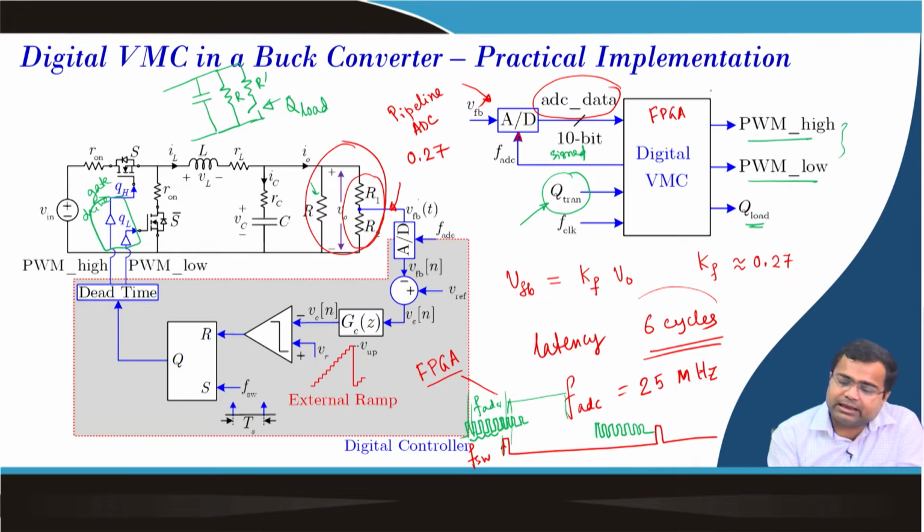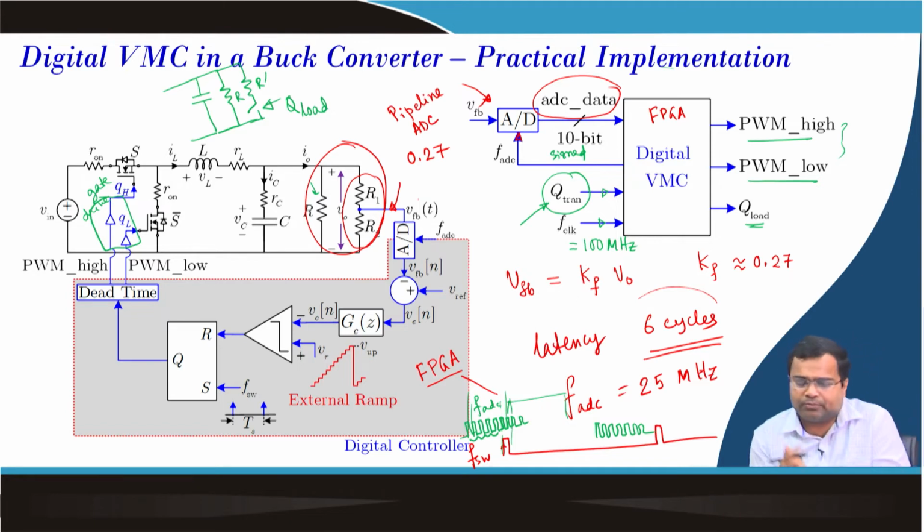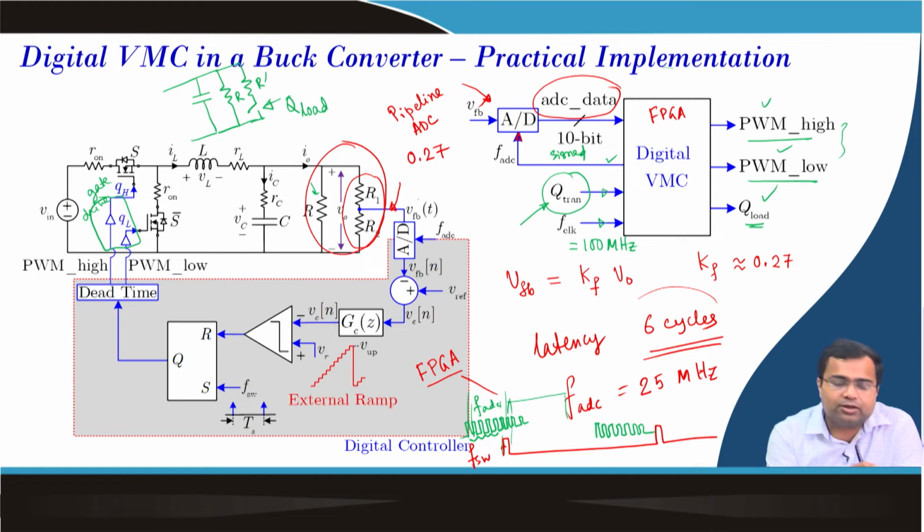Now, the inputs to the FPGA are the ADC data, the transient type that we detect, and the clock of the digital controller, which we are taking as 100 megahertz from an outside crystal oscillator. The outputs of the FPGA are the ADC clock signal, the high side and low side gate signals going to the gate drive circuit, and the load transient command, whether you want to turn on this switch or not. That means it is linked with this.